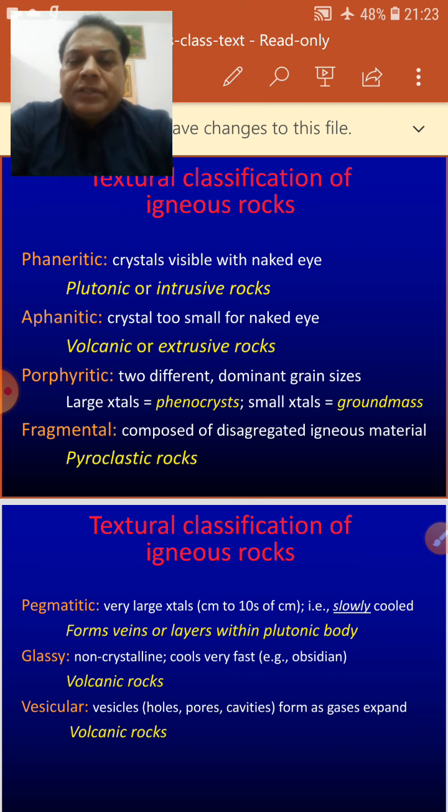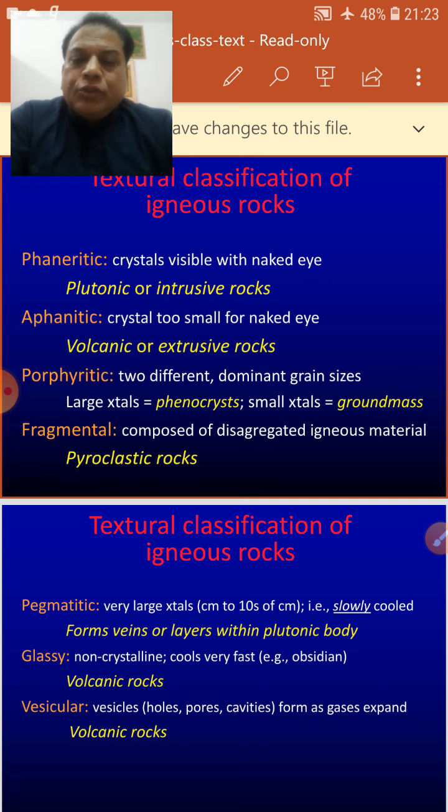the category first is the phaneritic. The term phaneritic is used when we can identify the crystals with the naked eye, and this is characteristic of your plutonic or intrusive igneous rocks. When we say a rock has a crystalline nature and that crystalline nature is identified with the naked eye, that will be called phaneritic, or having the phaneritic texture.